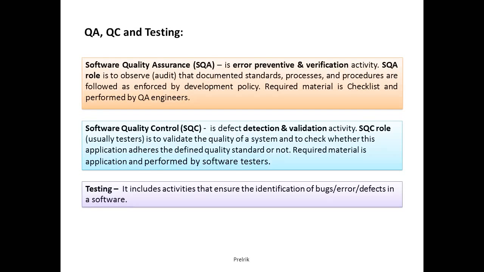And QC is to validate the product once the code has been done, and testing is a process of finding bugs and errors. Okay, so I'll explain it in a much better way in a further slide, when I explain the software testing types.